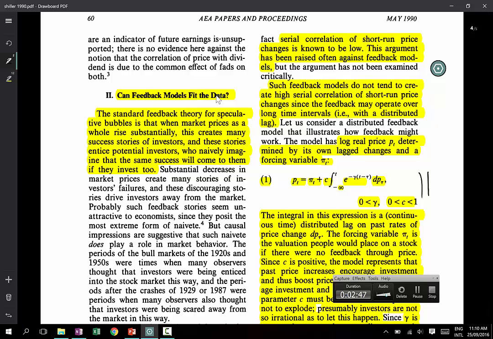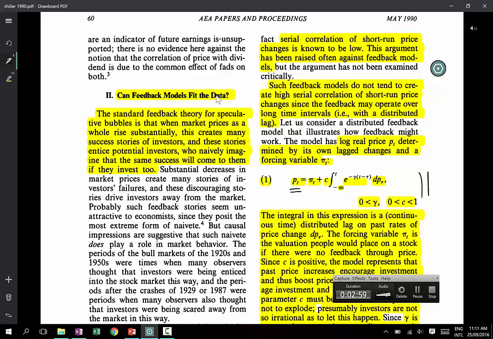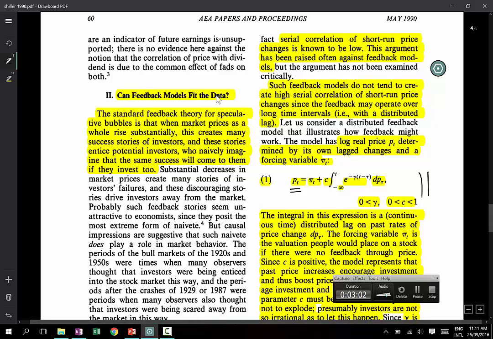Now when you look at equation 1, what you see here is P t, the price of, let's say, a stock. It can be any asset, but let's say a stock at any moment in time should be equal to pi t, which is its fundamental or its true or its fair value, so to speak, plus the price changes between now and time in the past.